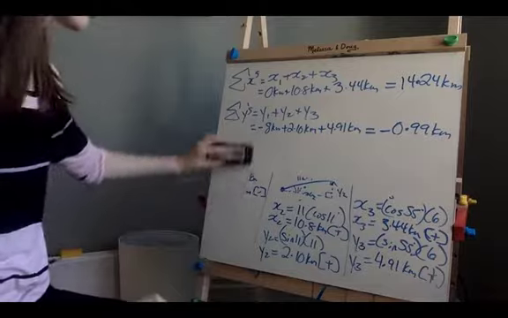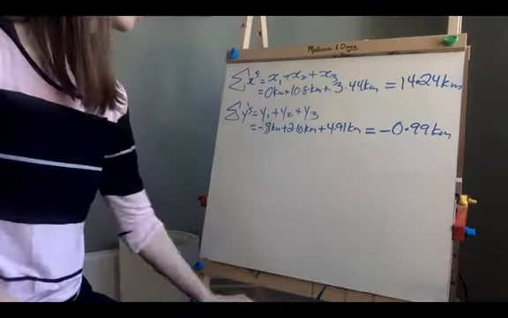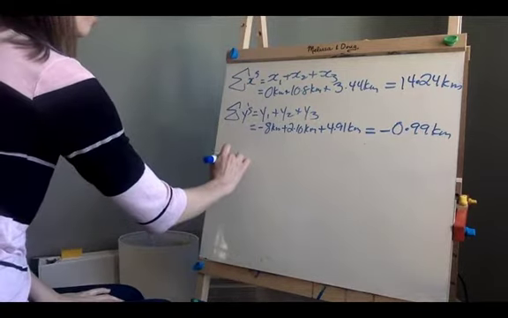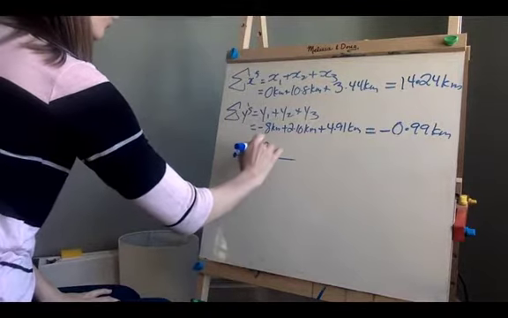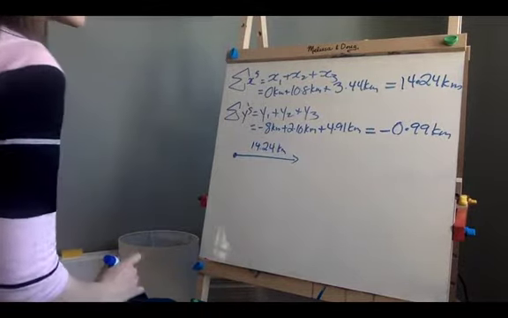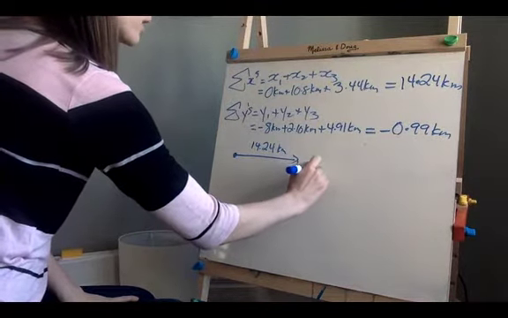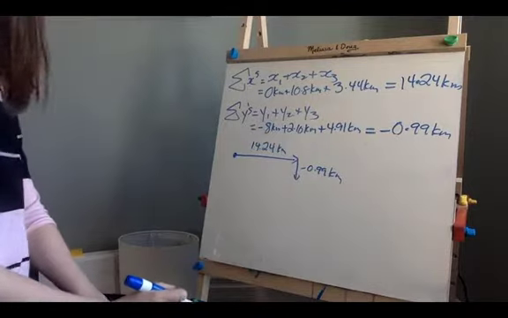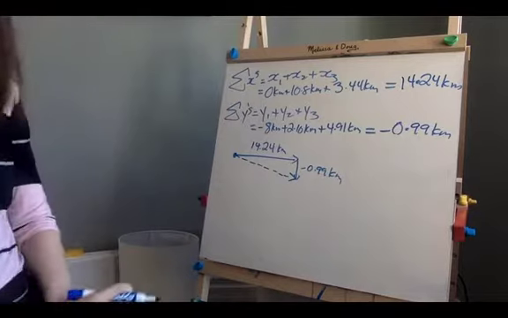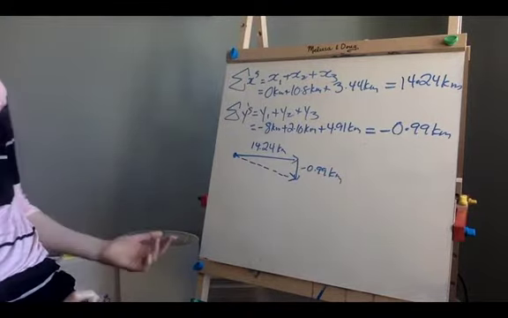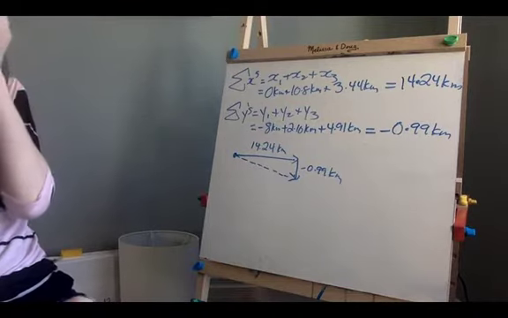Okay, so now we can draw that updated right angle triangle. Like I said, overall, from start to finish, we've gone a total of 14.24 kilometers to the east, and we've gone a total of 0.99 kilometers to the south, and this would have been our resultant vector from the original diagram, which kind of makes sense, because we did go overall a bunch east and then a little bit down.